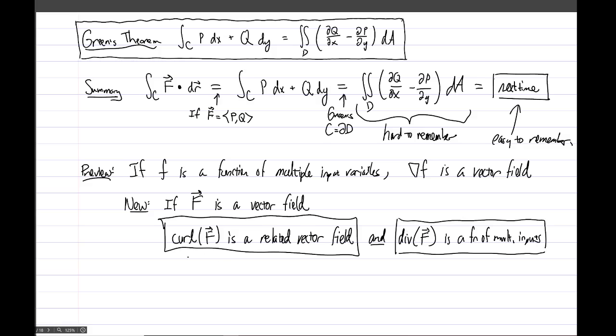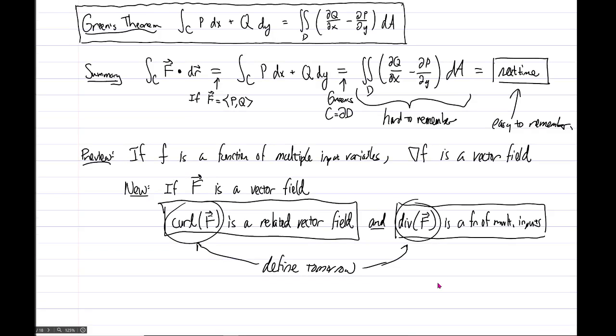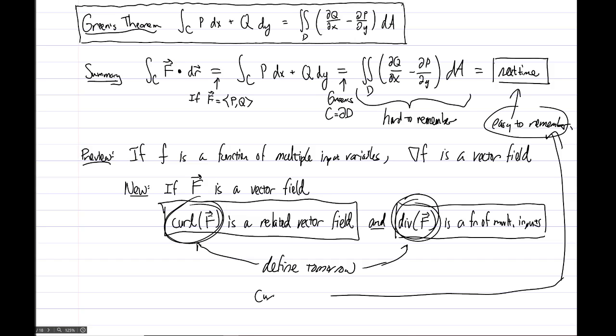So these will be defined. This curl of F thing, this divergence of F thing, don't worry about these right now. We're going to define these tomorrow. But the key point is that these definitions are easy to remember. And the key thing is that this easy to remember thing is really built off of the curl of F. So that's rather nice.